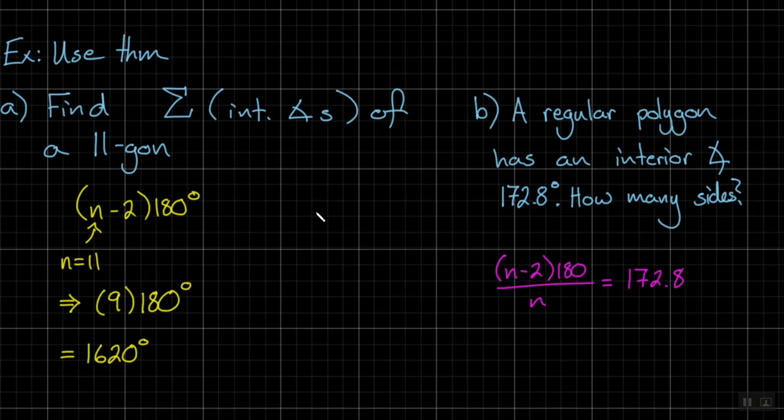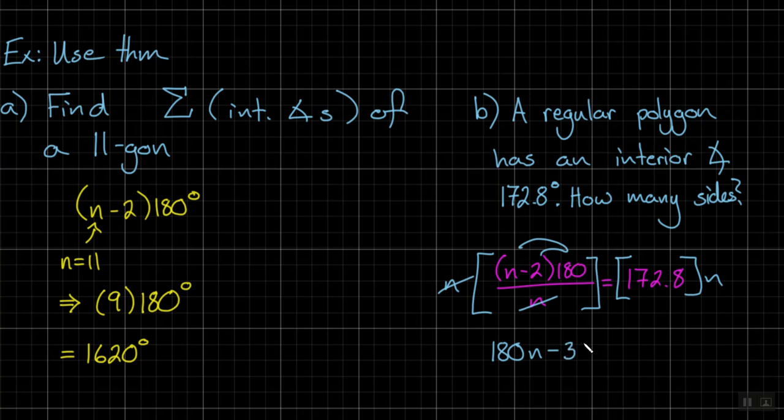I'm going to switch colors because that one's kind of hard to see. If I multiply this side by n and this side by n, on the left side, they divide out. Now, I'm going to go one step further. I have (n minus 2) times 180. What is this just asking to be done? Let's distribute. What's 180 times n? 180n minus what's 180 times 2? 360. And that is all equal to 172.8n.